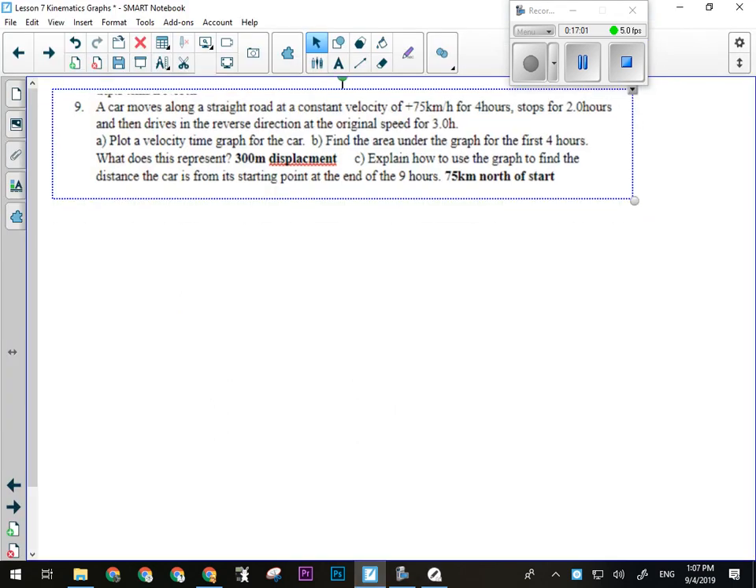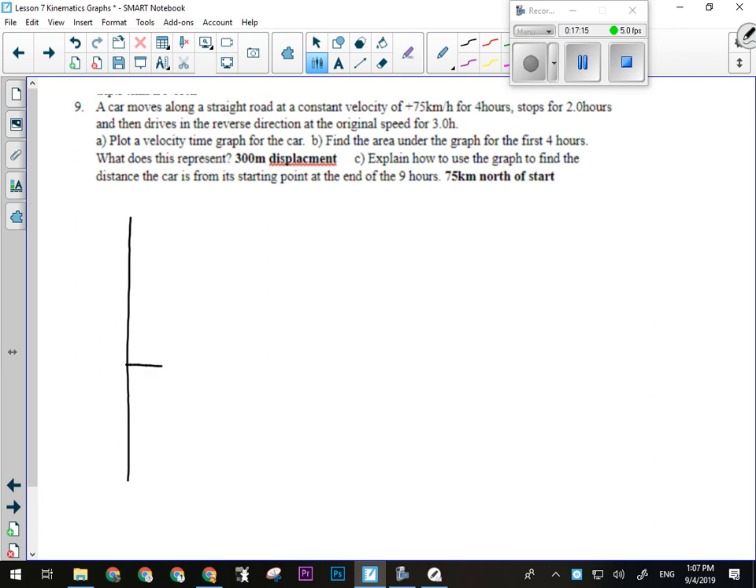Okay, so we got this car moves along a straight road at a constant velocity of 75 kilometers per hour for 4 hours, stops for 2 hours, then drives in the reverse direction at the original speed for 3 hours. Plot a velocity versus time graph for the car. So first off, my velocity versus time graph has to have a positive and a negative side to it, because for part of it it's going forwards and for part of it it's going backwards. Forwards and backwards are simply defined here as positive and negative on our graph. It never actually says north or south, so I'm not sure why it says north here.